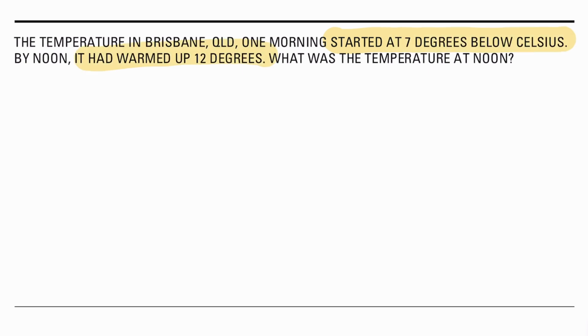So we could say our temp at noon, let's use our variable, maybe we use t, lowercase t, equal temp at noon. Therefore, we could say t is equal to, now how do we set up this equation? We would say -7 was our starting point. Remember, it was 7 degrees below 0, and we're warming it up by 12 degrees.